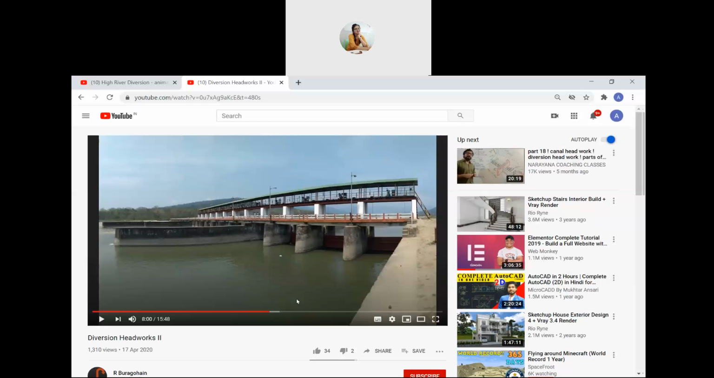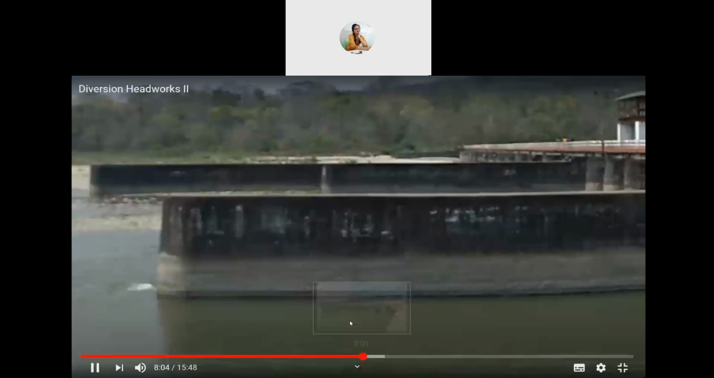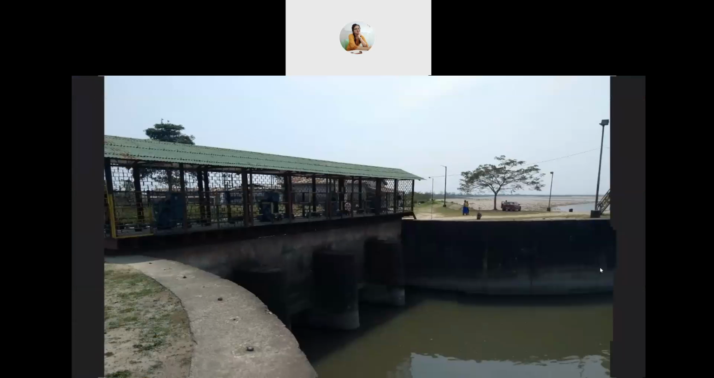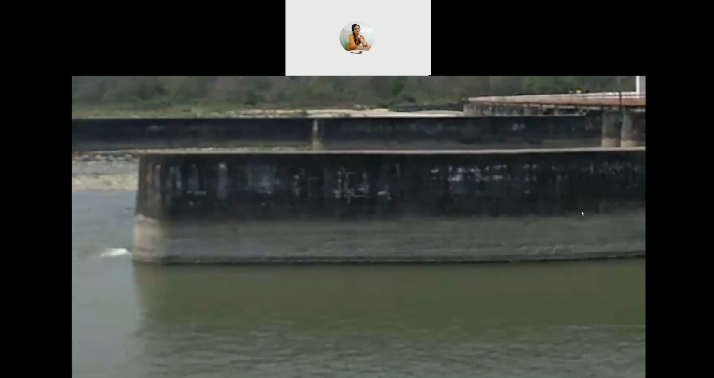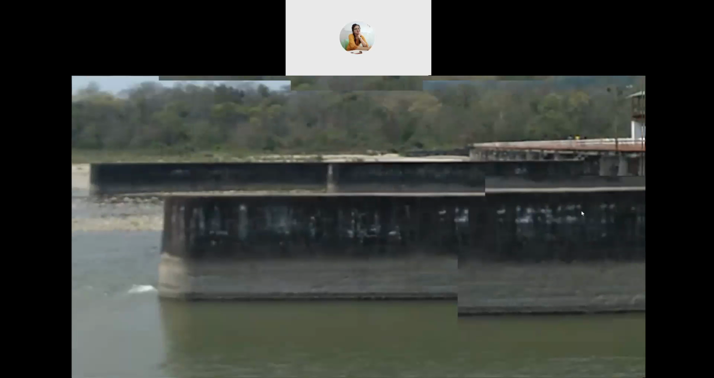And you can see another one near this picture from the downstream side. So you can see the downstream of these undersluice gates. These are the divide walls. This is one, and you can see another one near distance.